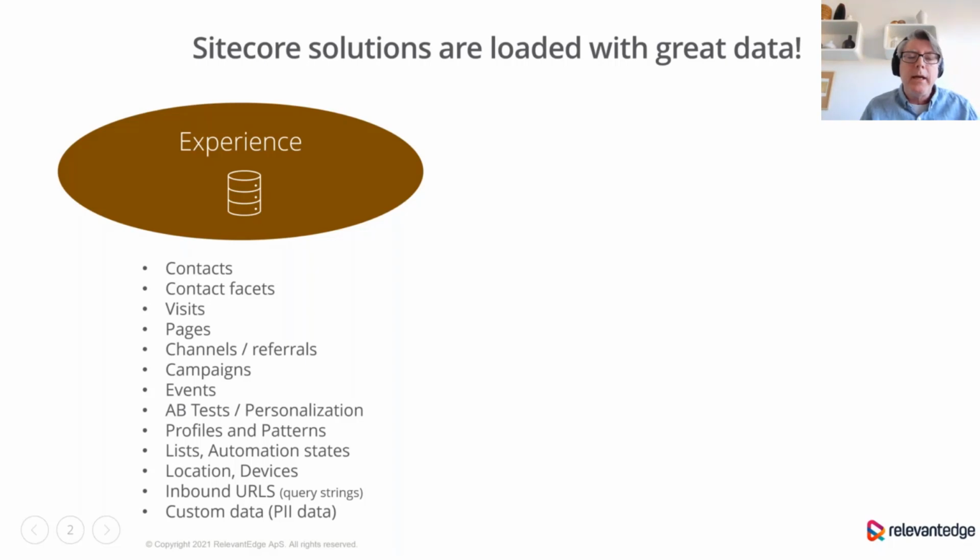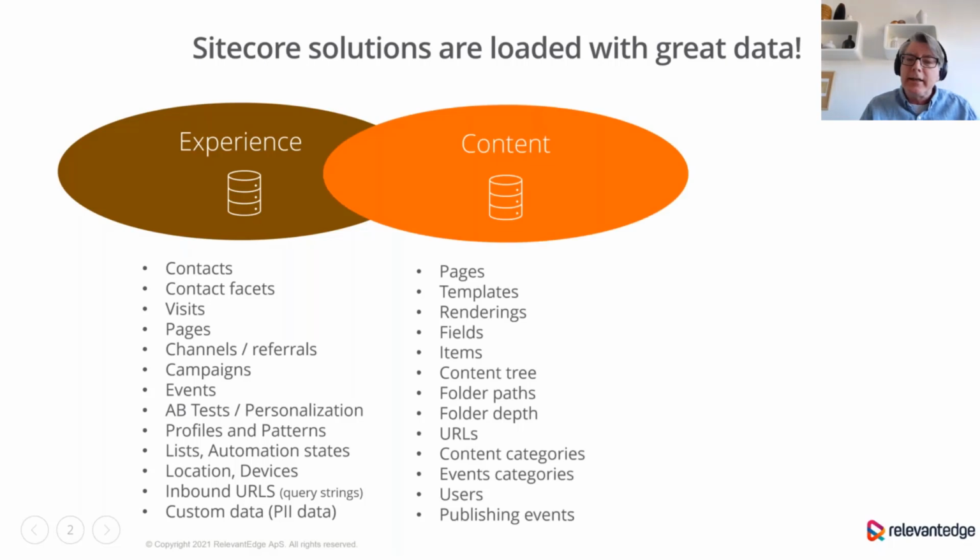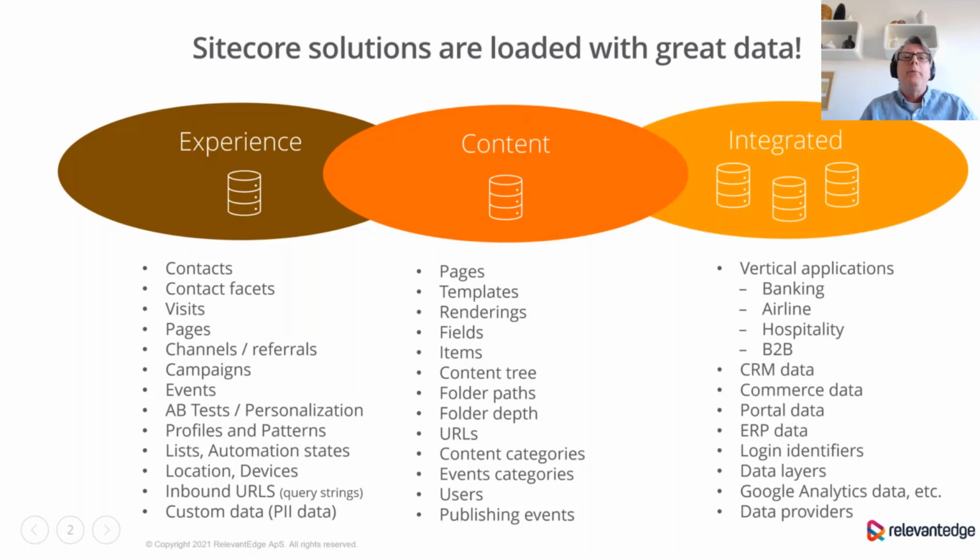That data may be PII data, and that has an impact on what you can do with it. There's also content data. In Sitecore, you have the content tree that defines pages, and it defines content structure for sites, subsites, and groups of pages. Typically these are built up using templates, renderings, and fields, defining content categories and event categories. I'm thinking about the master database here, but there are also other databases in the system with regard to Sitecore users and publishing events. So there's rich data there as well in the Sitecore platform and in many Sitecore solutions.